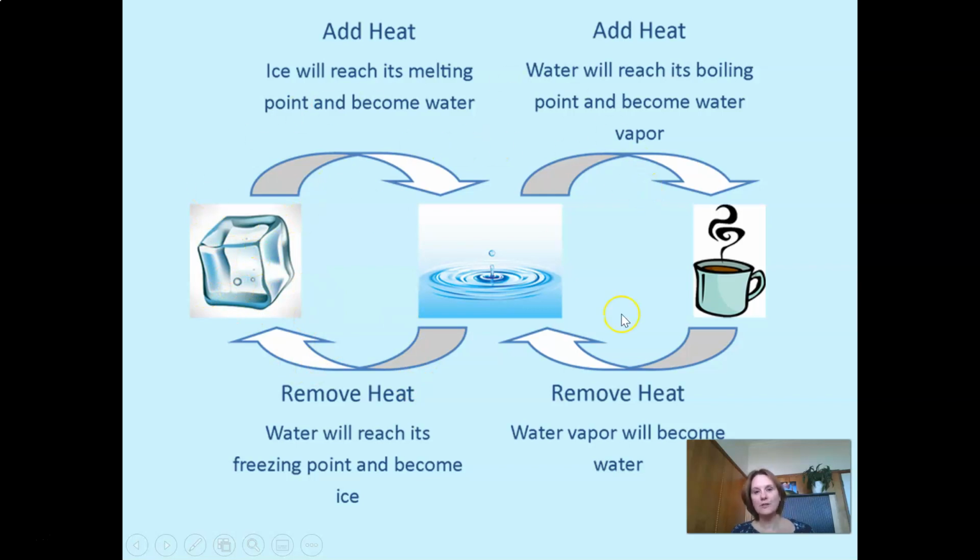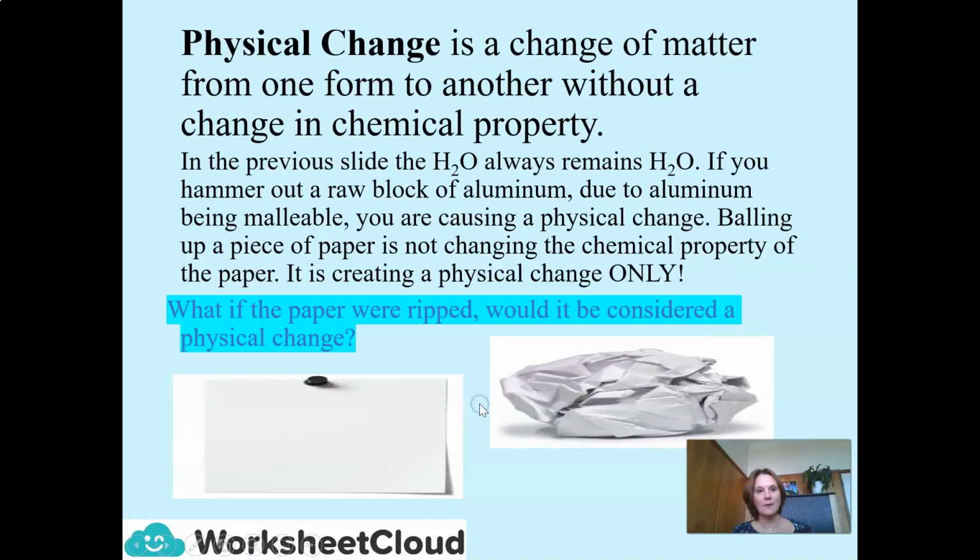Throughout this whole process, the chemical formula of water, H2O, did not change. It stayed the same, whether it was in its solid form, its liquid form, or its gas form. The physical change is a change of matter from one form to another without a change in the chemical property. Like I said in the previous slide, the H2O always remains H2O.